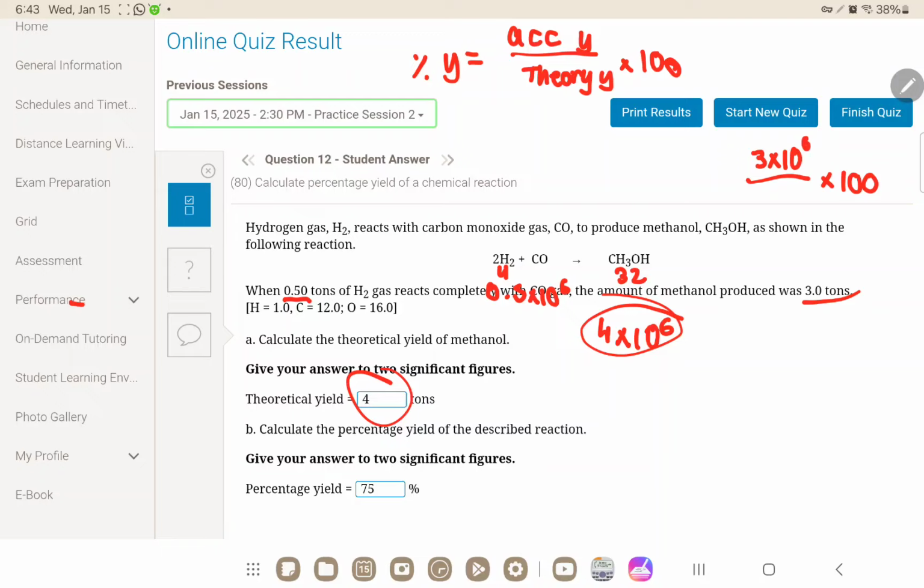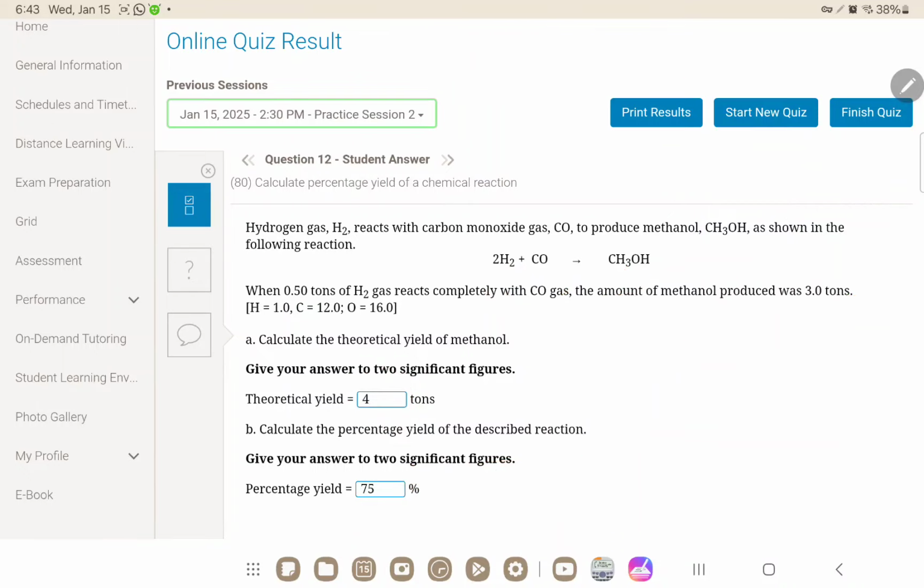Now, what you do next is you take your number 4 times 10 power 6, and put it in your percentage yield equation. And the times 10 power 6s are going to cancel with each other. You're left with 3 over 4 times 100, which is going to give you 75%. And that is it. Now let's move on.